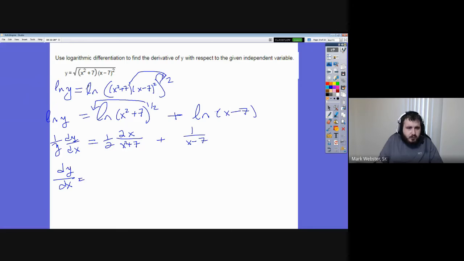And then just take this ugly thing and just write it out front. And you see how quickly this is happening, right? It's so much easier. And then these are multiplied to this. Plus 1 over x minus 7.